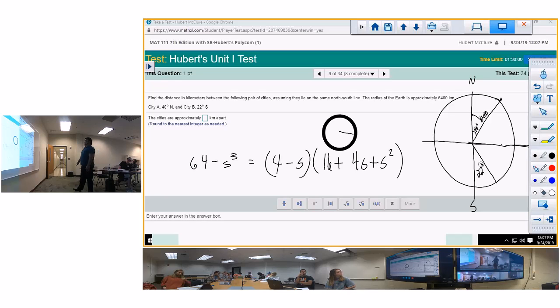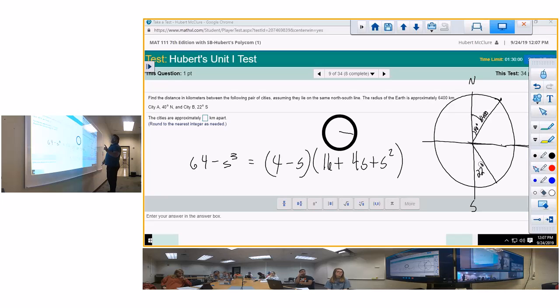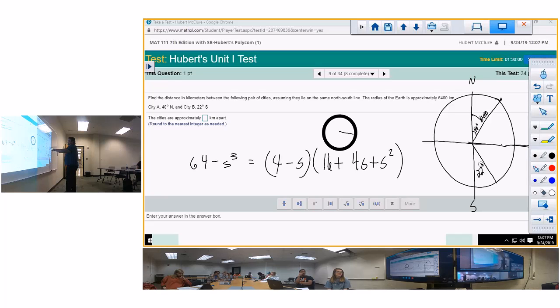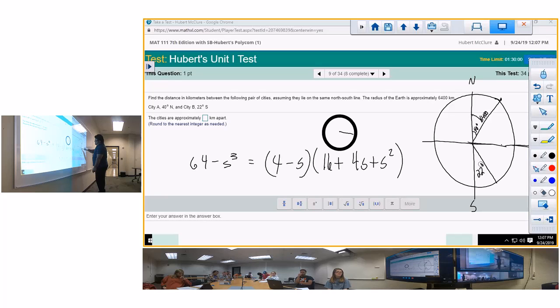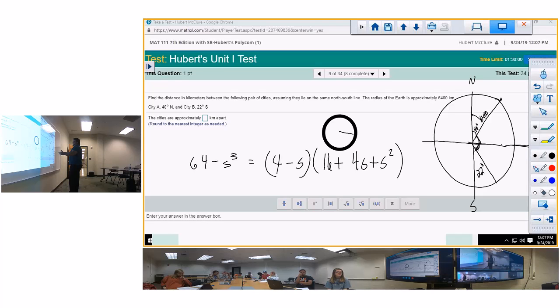Now, if this is, but I don't like the way the question's worded. 40 plus 22 is what? 62? So that means that this angle right here is what? What's 62 from 90? 28? So that means that this angle right here is 28 degrees.